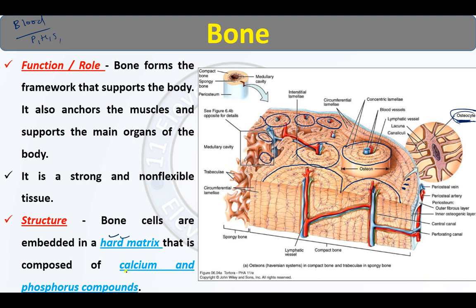Fine, so this is a very good one mark question. What is the matrix of bone made up of? The matrix of bone is hard and it is made up of calcium and phosphorus compounds, right? Now here there is no mention about the bone cells. For blood, we know the names of the blood cells. They were red blood cells, white blood cells, platelets. But for the bone, there is no name given to the bone cells. But I will give you the names.